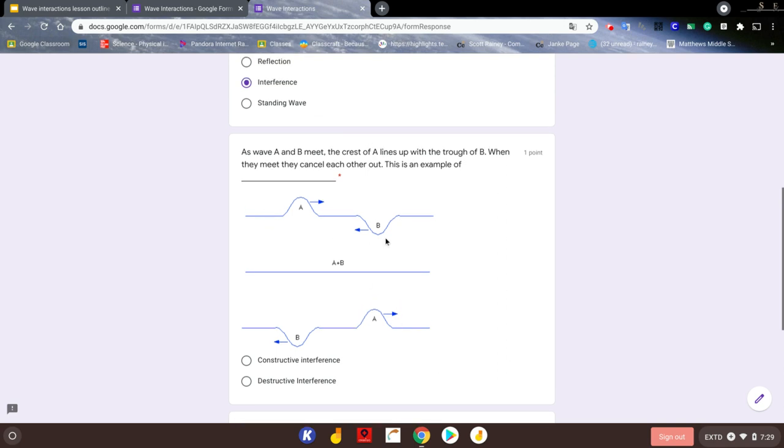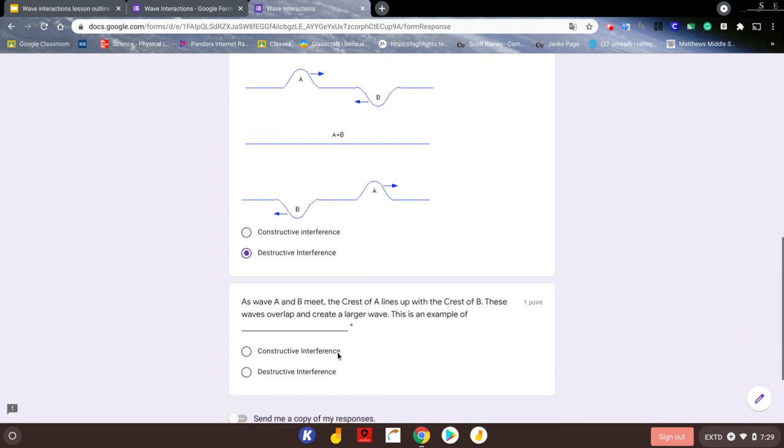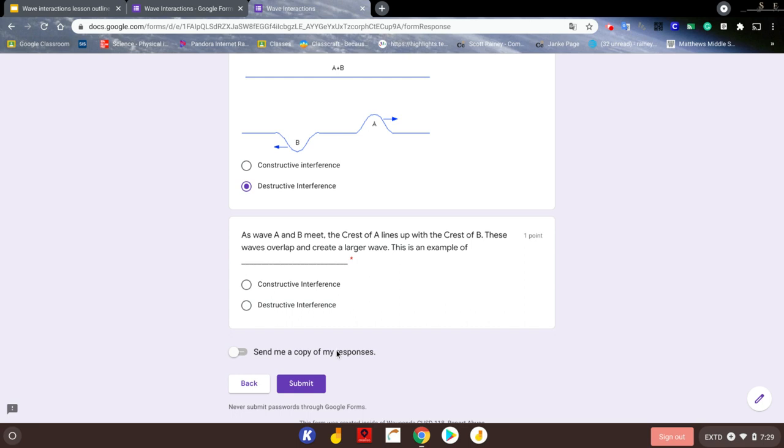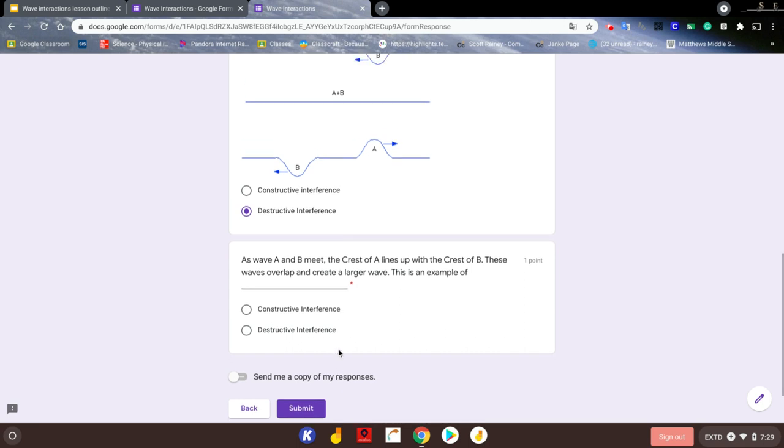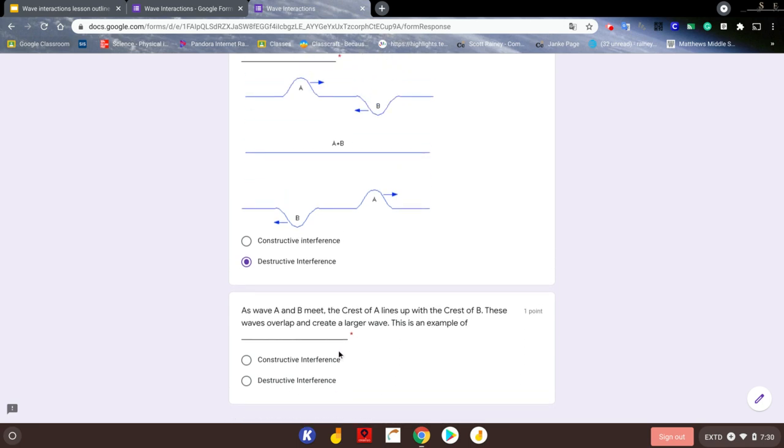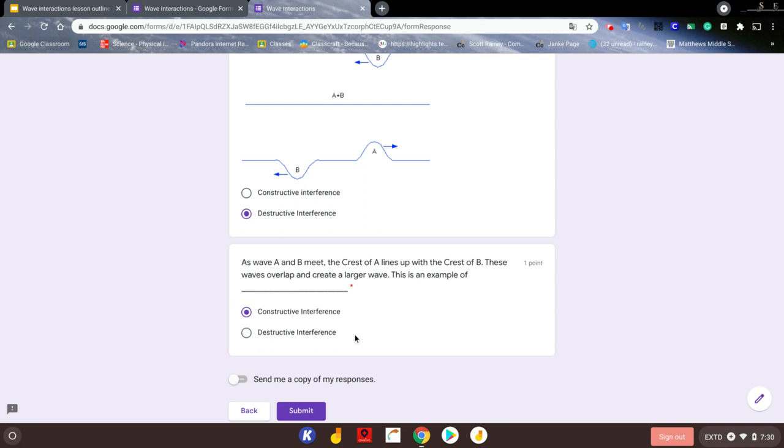Okay, wave A and wave B meet. Because the crest and trough are lined up, they cancel each other out as the waves pass through each other. Because they destroy each other or cancel each other out, that is destructive interference. And finally, as wave A and B meet, the crests line up, I put a picture in there, and they create a larger wave. This is an example of constructive interference. I will have a picture in there by the time you are done.